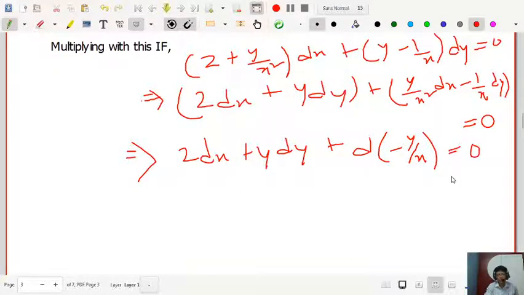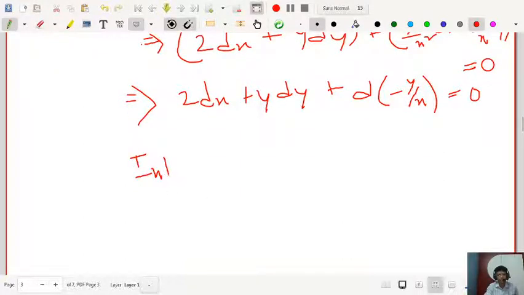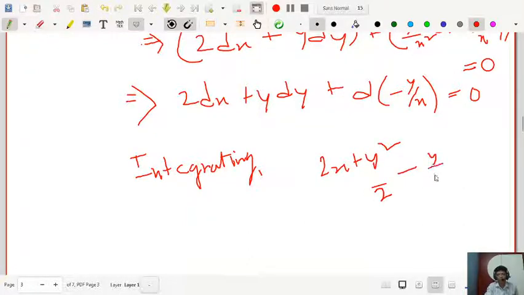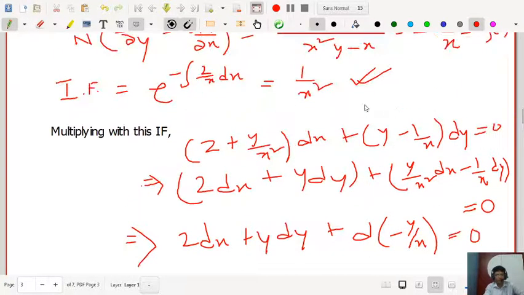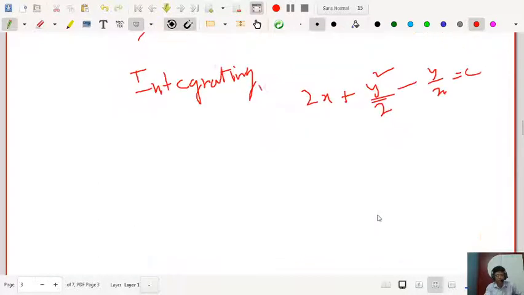So if you integrate, you have 2x + y²/2 − y/x equal to c. So this is the answer. Let me write properly, otherwise you will mess up with this: 2x + y²/2 − y/x is equal to c. So after that multiplication you can easily handle the equation, and you can check that this is the solution of that equation.